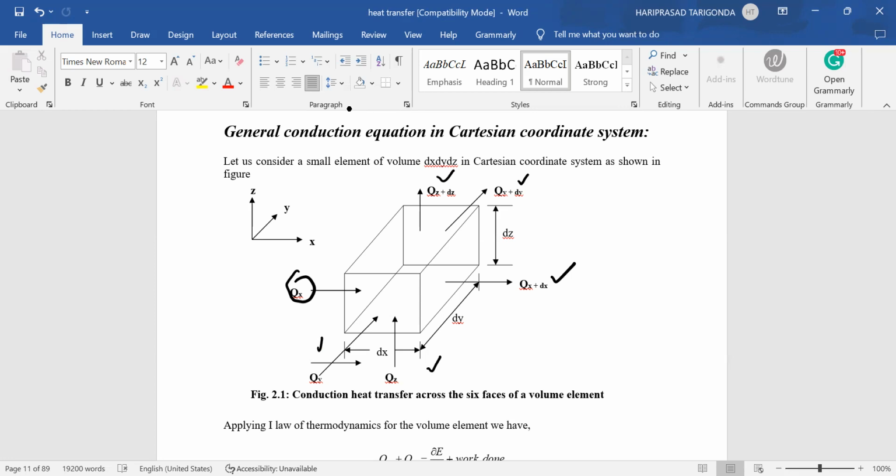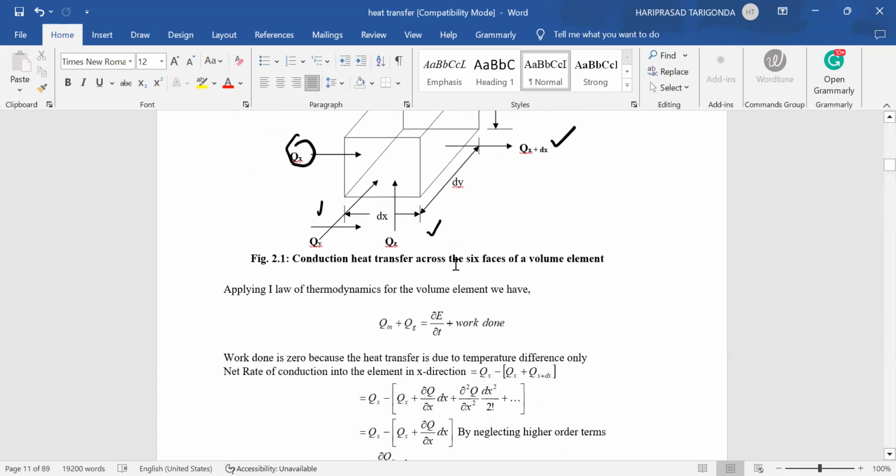So this is the small element we have considered in the Cartesian coordinate system, and we are applying the first law of thermodynamics. According to the first law of thermodynamics, Q is equal to delta E plus W, that is, the change in energy plus the work done.